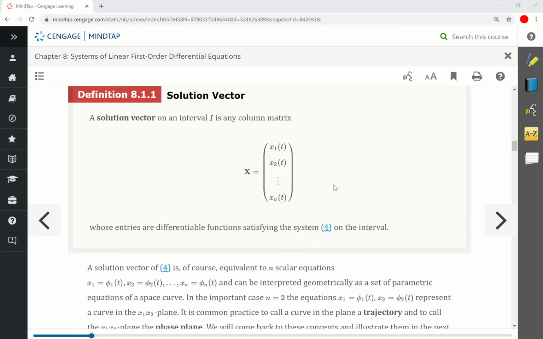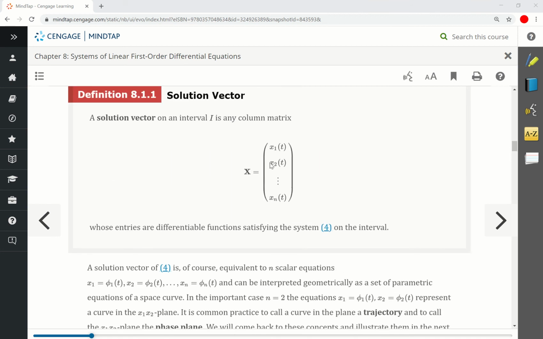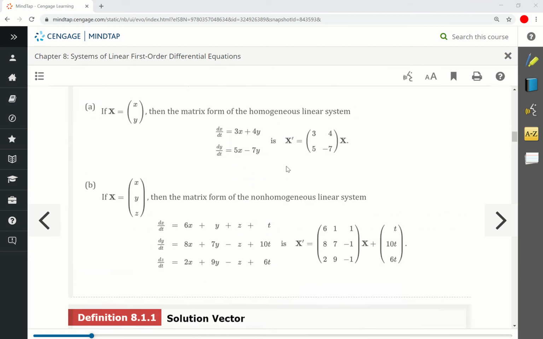The next thing we're going to discuss is what we mean by a solution vector. A solution vector on an interval I is any column matrix x equals x1 of t, x2 of t, down to xn of t, whose entries are differentiable functions and satisfy the system on the given interval. So it's a column vector, all of whose functions are differentiable, and when you plug that vector into our differential equation, it's a vector x such that it would make this expression a true statement.